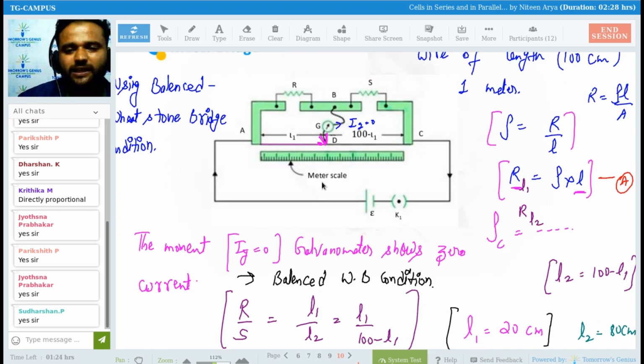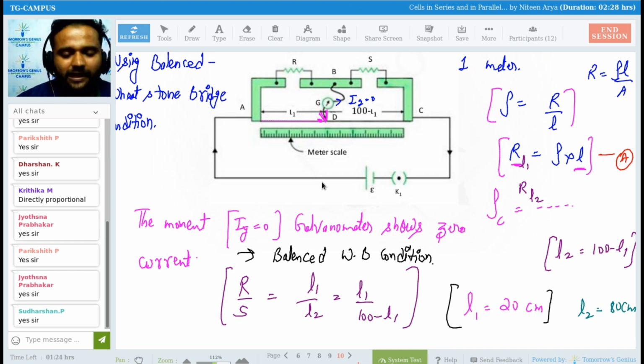Most of the time they ask for the length, but sometimes they give the length. For example, they form the question: at the length of 30 centimeter of a meter bridge, the galvanometer shows zero current. Instead of writing that, they simply say that at the length of 30 centimeter, the meter bridge shows the Wheatstone bridge equilibrium state, or balanced Wheatstone bridge condition. Find the unknown resistance S. R is given to you. So R by S equals l1 by l2, and you can find S. Is this clear, beta?